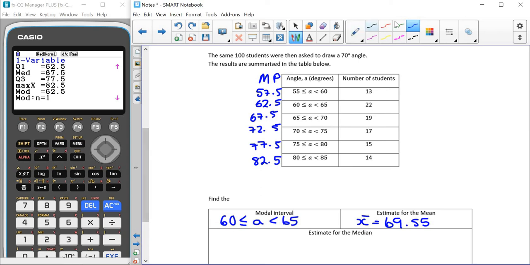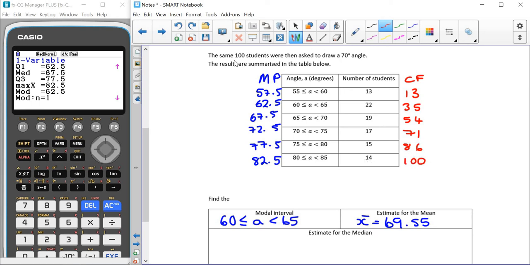For the median, remember that we're going to have to use interpolation, which starts off with us having to do a cumulative frequency. So I'm going to add that to the right hand side of my table. At the end of the first group, we have 13. At the end of the second group, we have 13 add 22, which is 35. At the end of the next group, we had 35 plus 19, which gives me 54. At the end of the next group, we have 54 plus 17, which gives me 71. At the end of the next group, we've got 71 plus 15, which gives me 86. And at the end of the last group, we get up to 100.